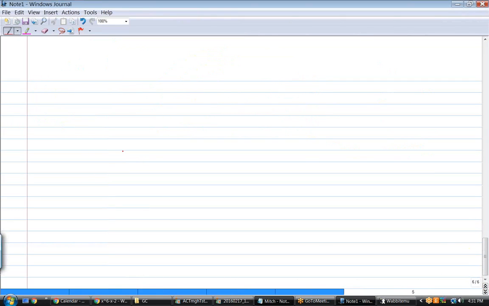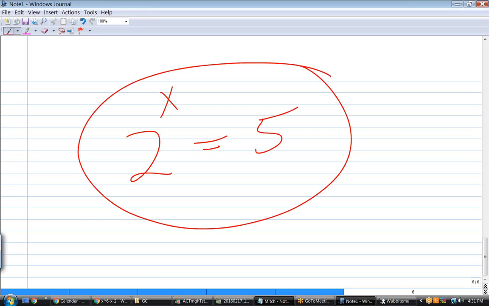In other words, if I told you 2 to the x equals 5, there's no way to use algebra to solve that. You have to use logs. You'd have to use log base 2 or natural log or something. But you can't use algebra.